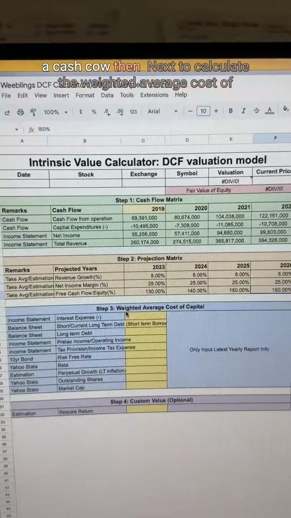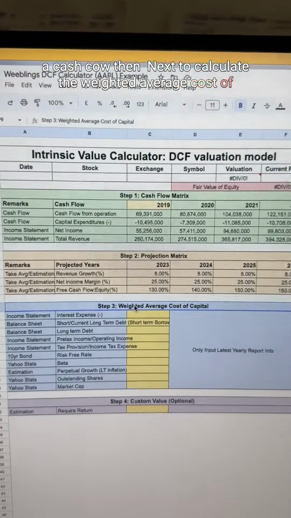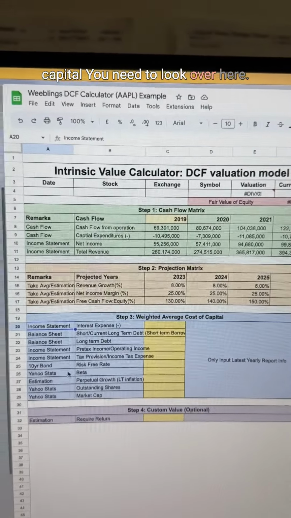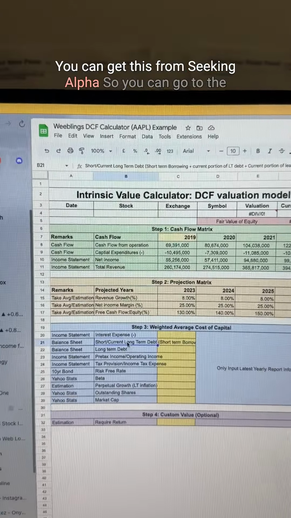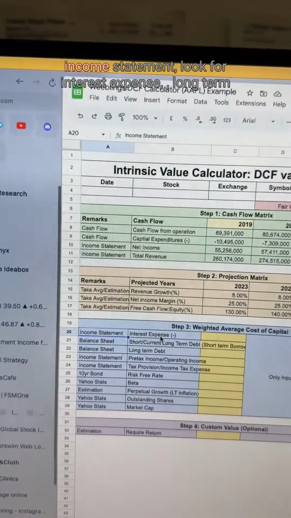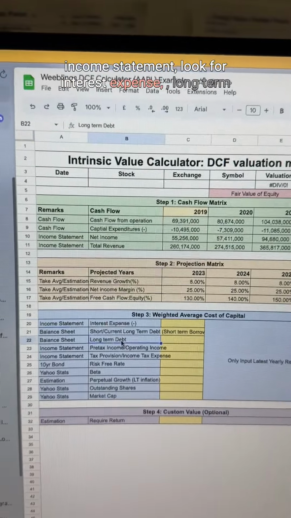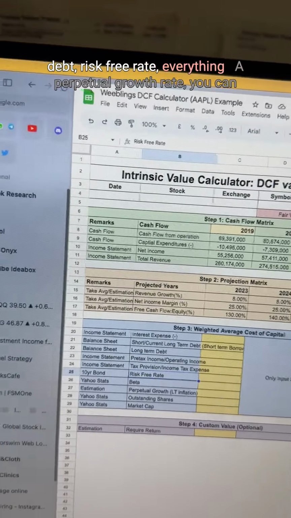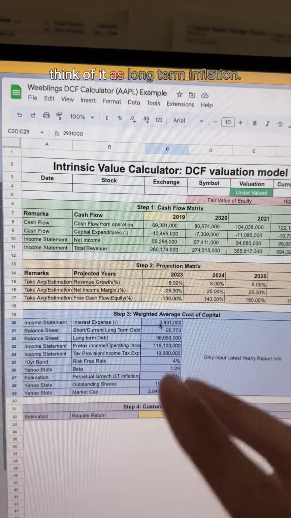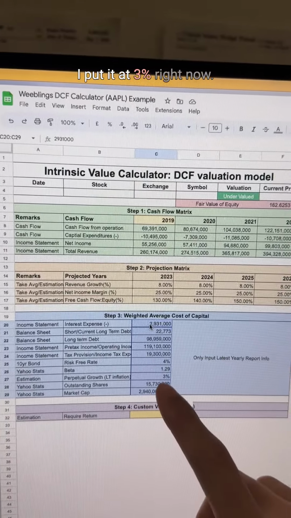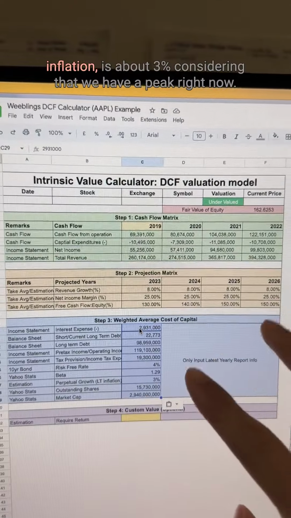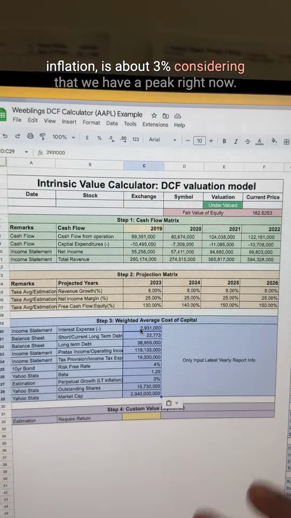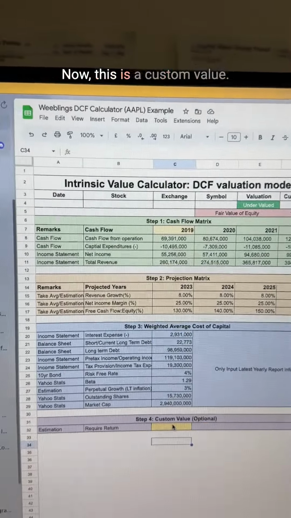Then next, to calculate the weighted average cost of capital, you need to look over here. Again, you can get this from Yahoo Finance or Seeking Alpha. You can go to the income statement and look for interest expense, long-term debt, risk-free rate, everything. A perpetual growth rate, you can think of it as long-term inflation. I put it at 3% right now. I know inflation is high, but I understand that long-term inflation is about 3%, considering that we have a peak right now.